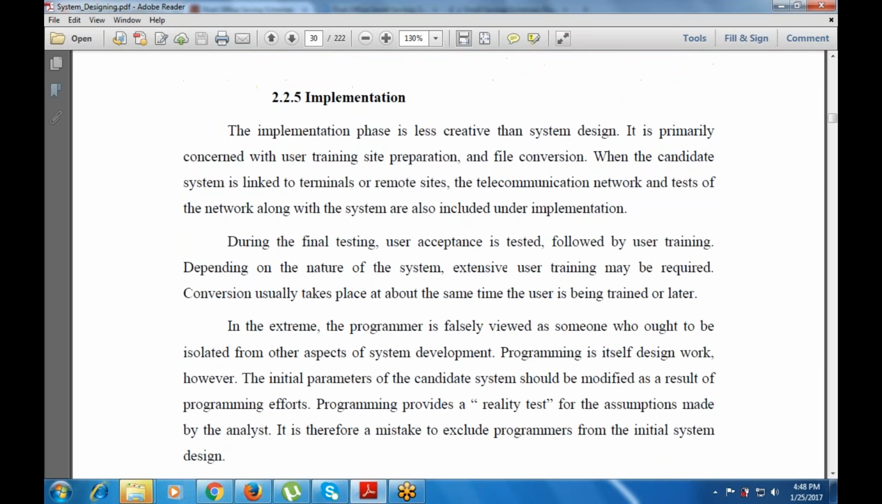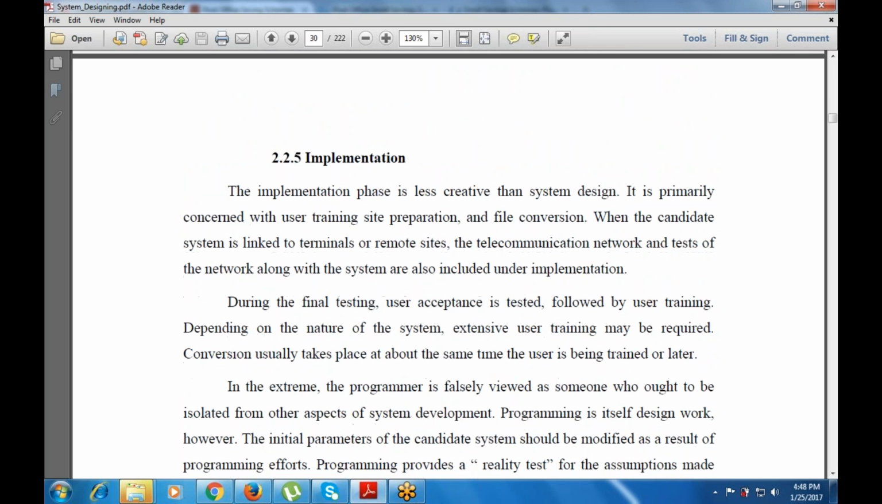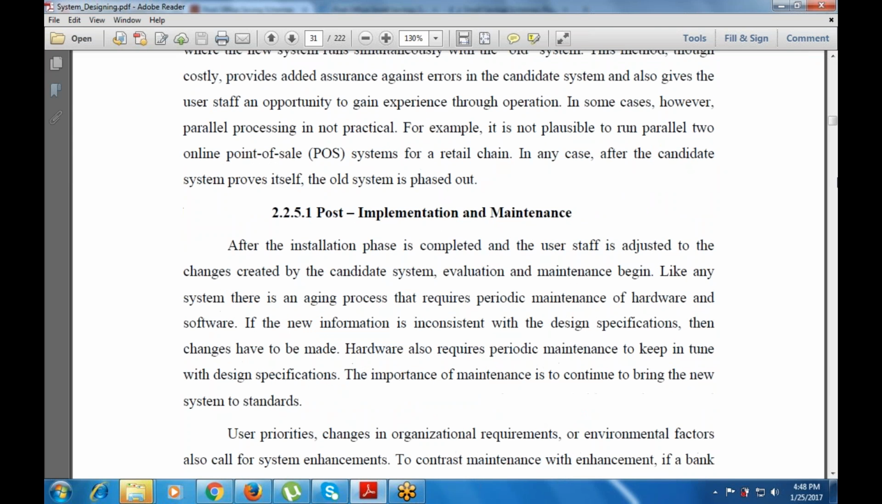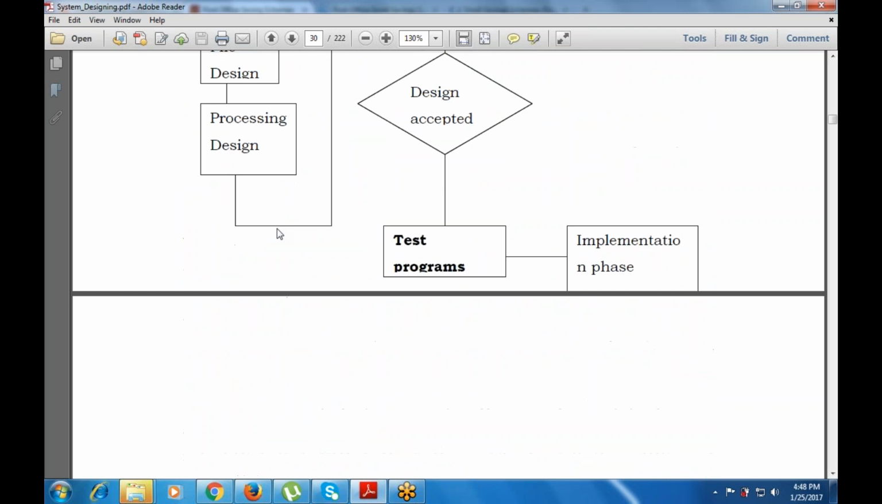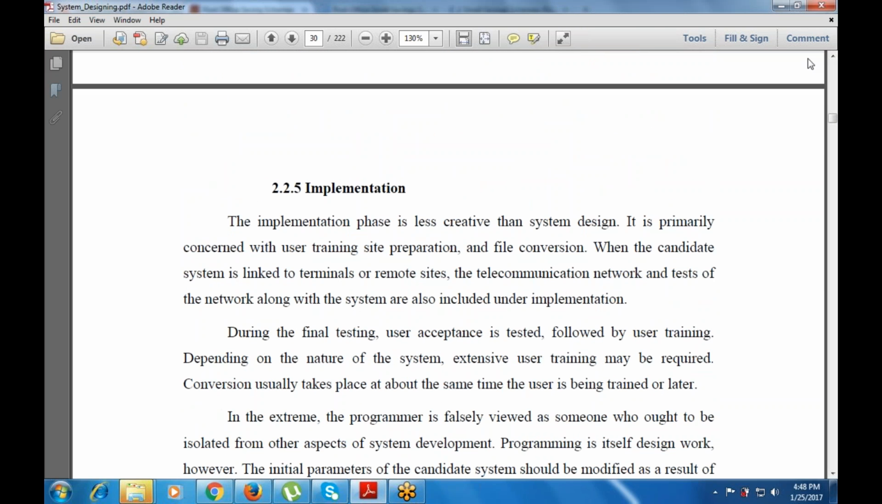The next one is the implementation. What are the various implementation activities used in the process? Implementation is less creative than the system design. It is primarily concerned with user training, site preparation, and file conversion methods. Whenever the candidate system is linked to terminals, online stores, remote sites, or a telecommunication network, the test of the network along with the system is also included under the implementation.